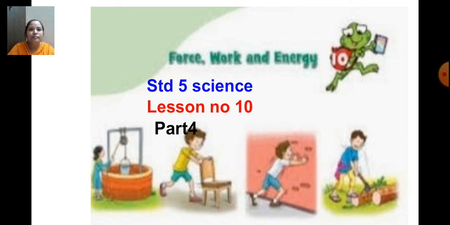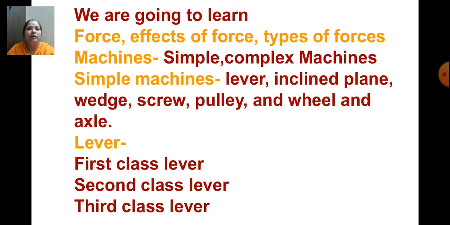Right? Now children, we also studied about simple and complex machines, right? So what are simple machines, children? The machines which are made up of only a few parts are called simple machines, whereas complex machines are made up of so many parts and they are known as complex machines.